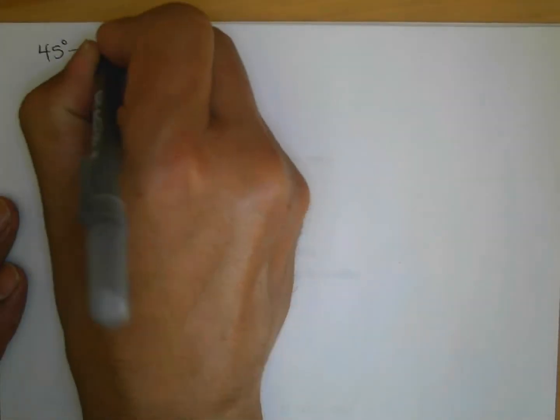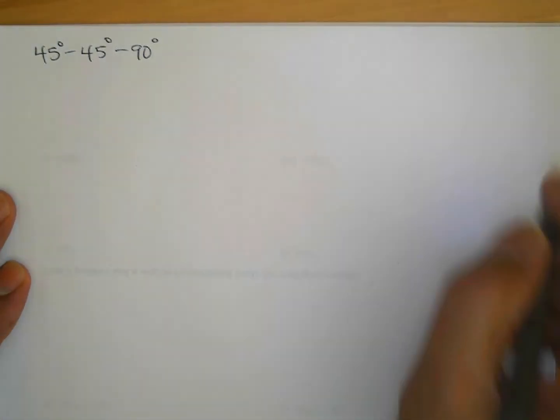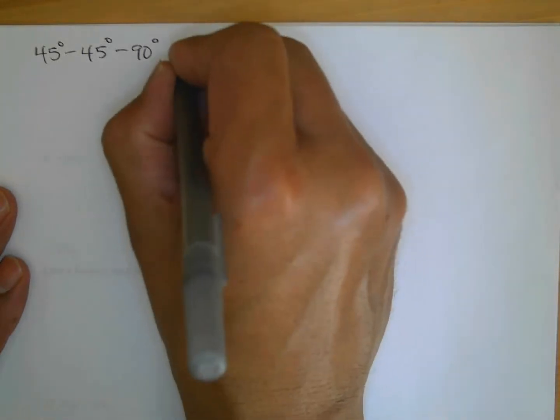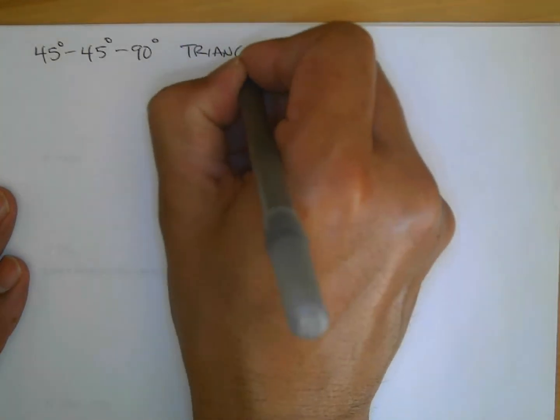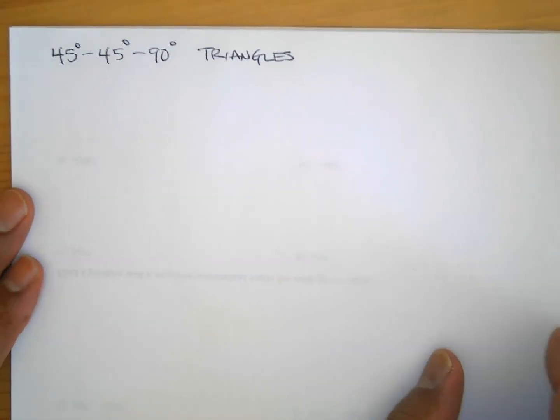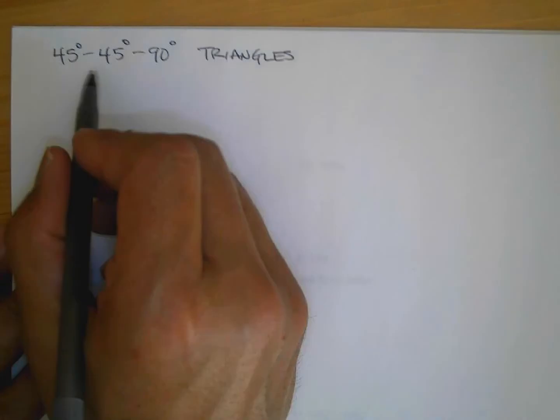Okay, continuing the notes. These 45, 45, 90 degree special right triangles. Why do we work with these? What's so important about these?